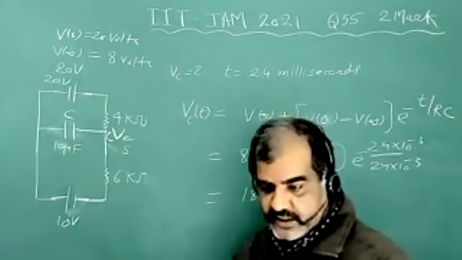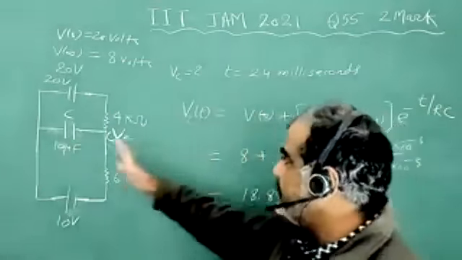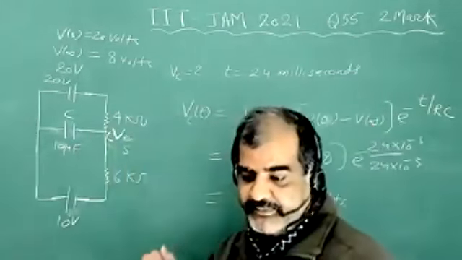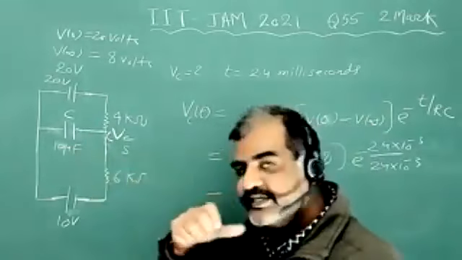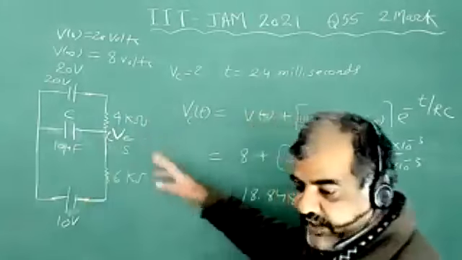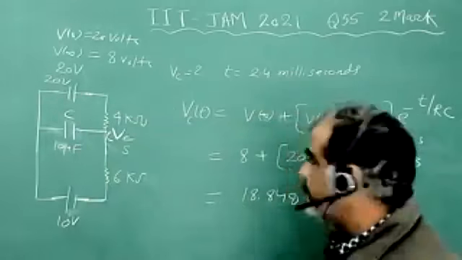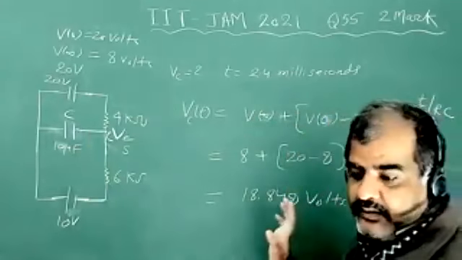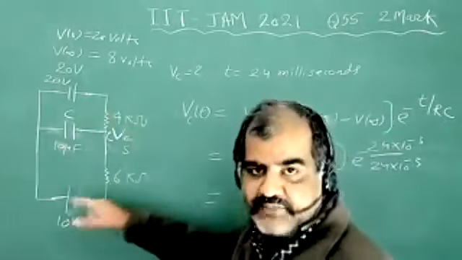So in these questions, first of all, I need to calculate the voltage before we close the switch, that means before t is equal to 0. Then I need the final voltage, that is called V infinite, and I need to calculate the time constant RC. Once we know these three things, we can solve this type of problem.